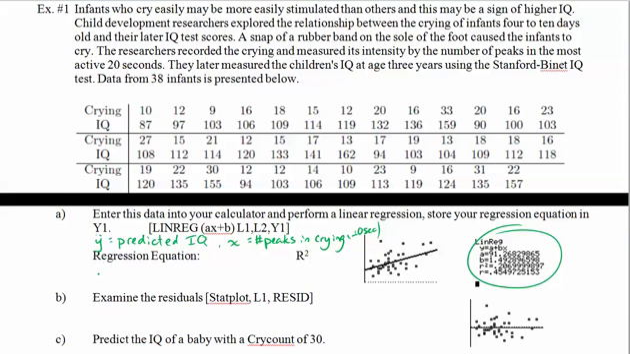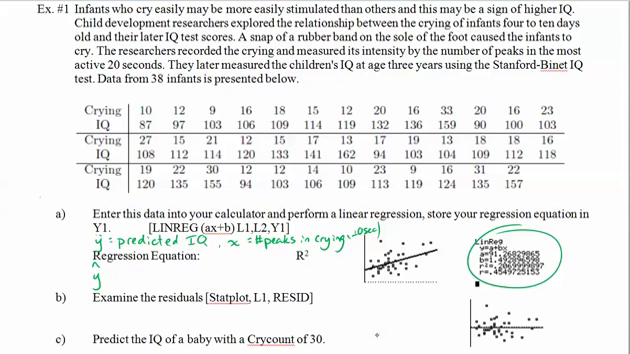The regression equation then becomes y hat equals 1.5x plus 91.3. R squared is 0.207 from our screenshot there, and R is 0.45.